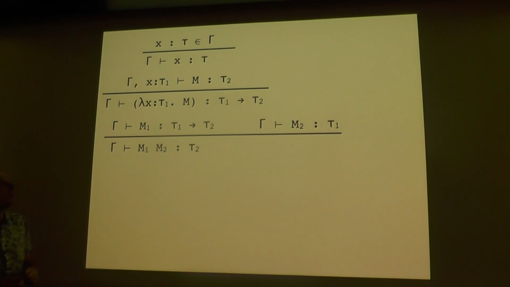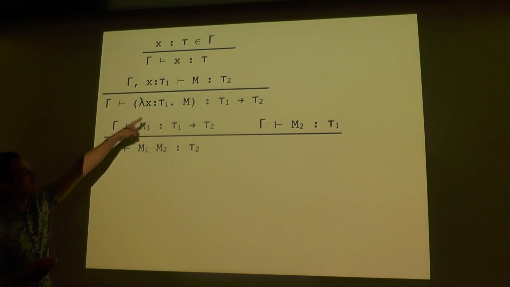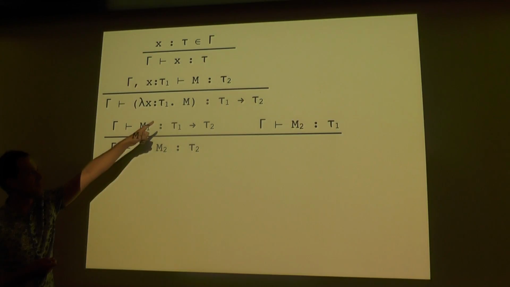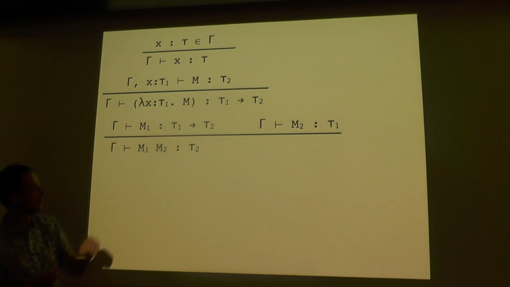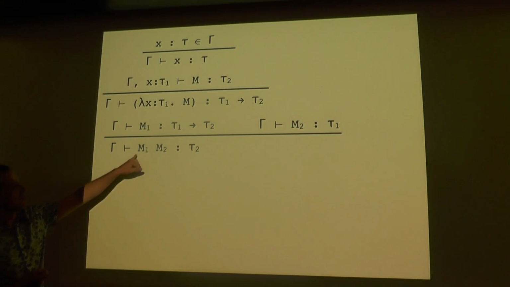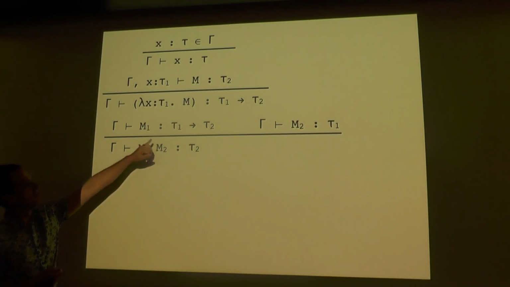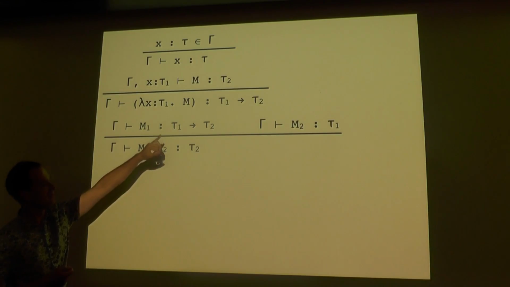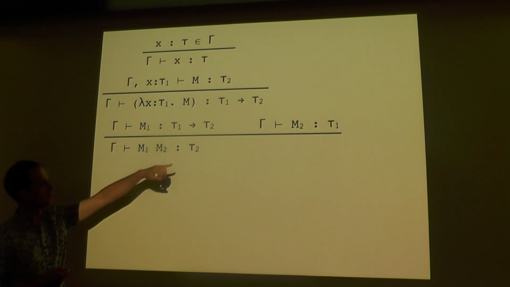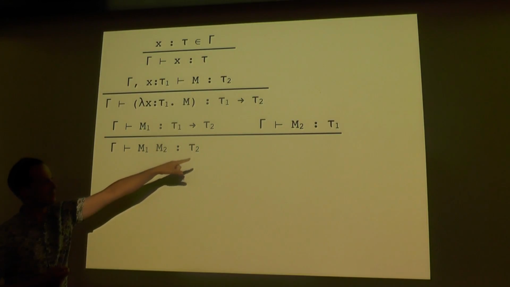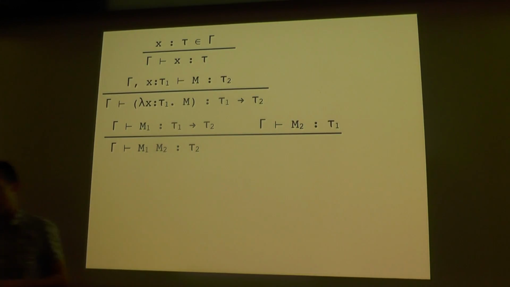I have this abstraction rule. When I type check an abstraction, I add the parameter to the type environment, and I check the body of the abstraction, and if that's type tau2, then the type of the overall function abstraction is tau1 to tau2. And then for application, if m1 is a function that takes a parameter of type tau1 and produces a result of type tau2, and the argument has the matching type, then the result of the whole thing is tau2. So this is the simply typed lambda calculus.